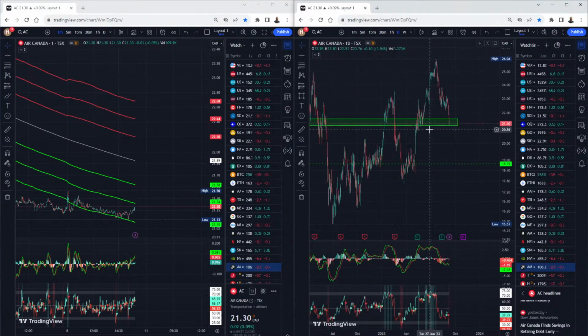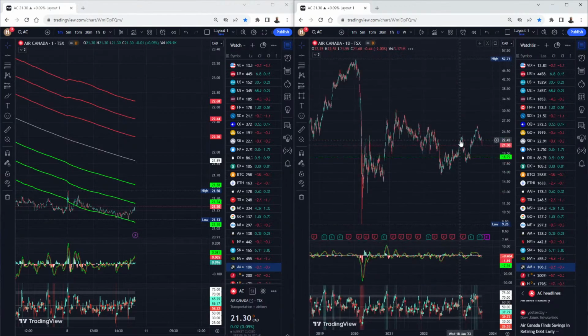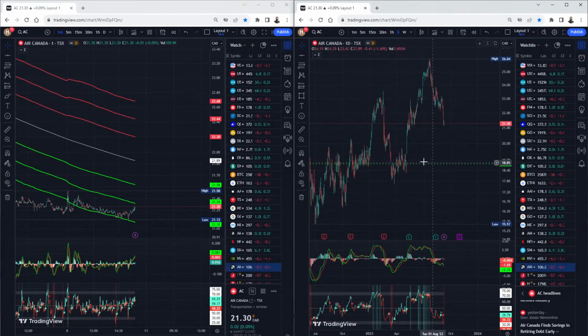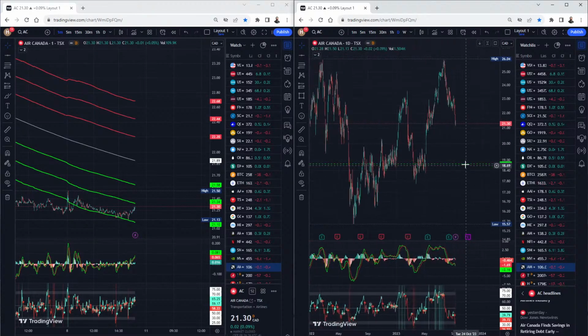But I think short term, I feel like it's going all the way down to 18.79. Unfortunately, if you're holding Air Canada, it's bad news, but again, that looks like a very good level to go long again, and that would be my target.